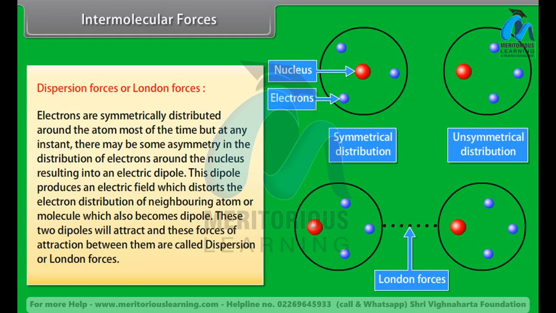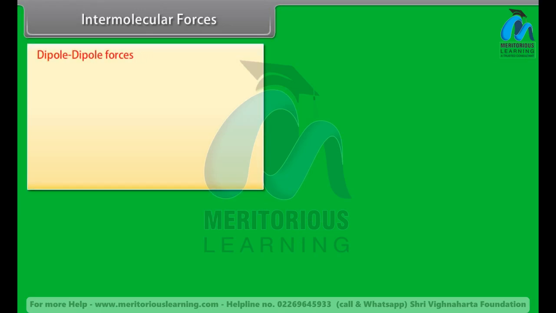It occurs in non-polar molecules and even noble gases. For example, one atom has symmetrical distribution and the other has unsymmetrical distribution, and the atom with unsymmetrical distribution distorts the electron distribution of the other atom, resulting in a force of attraction.